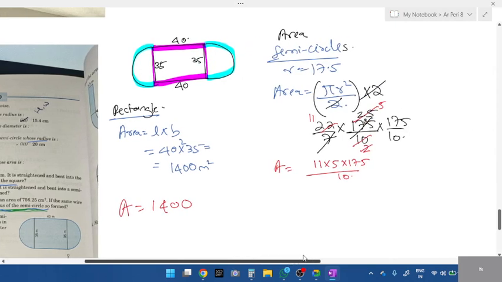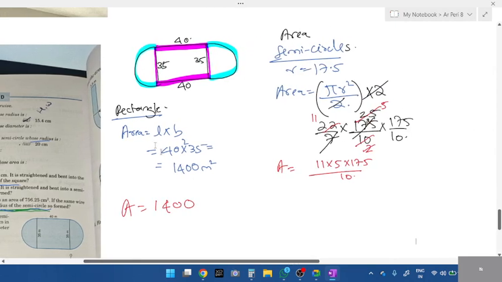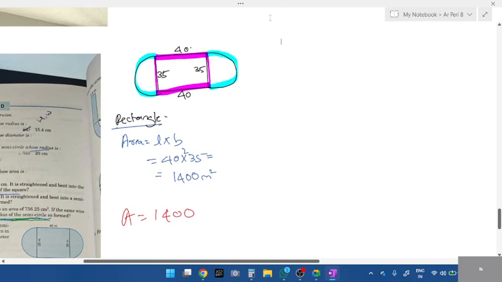2362.5. Okay. For rectangle, all of you understood this. How did we get 1400 for the rectangle? Response, students. Okay. Now for semicircle, I'll just quickly calculate again.